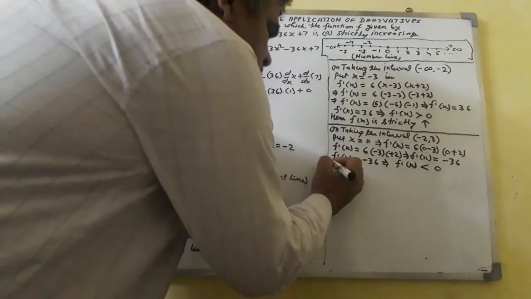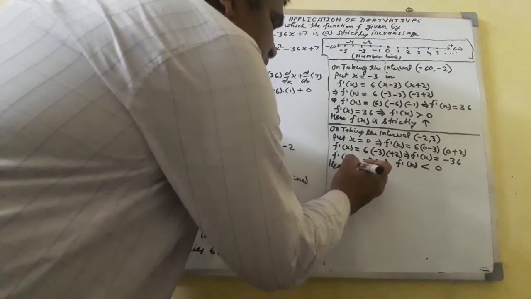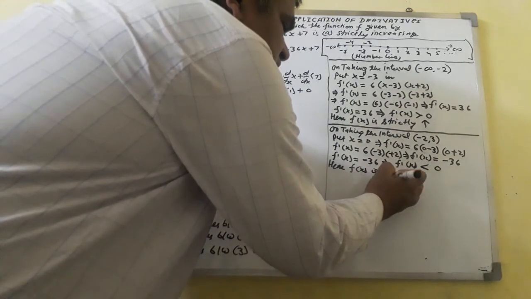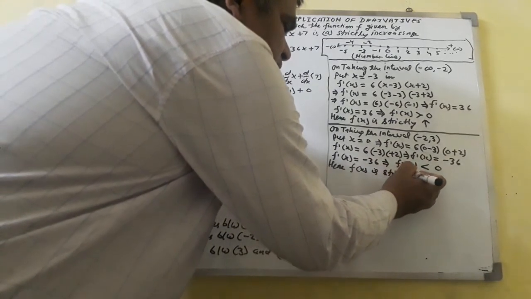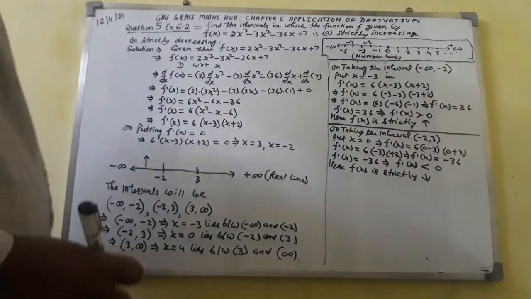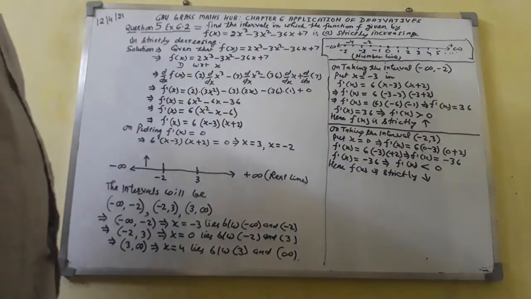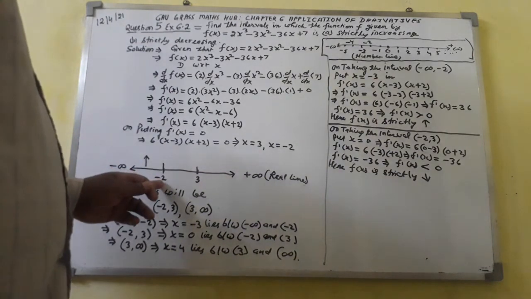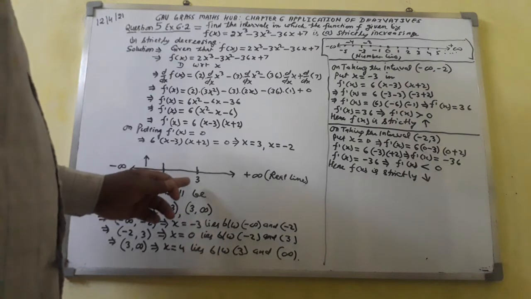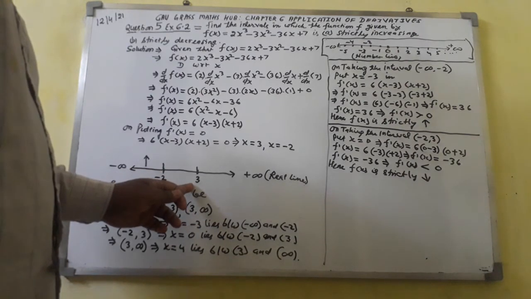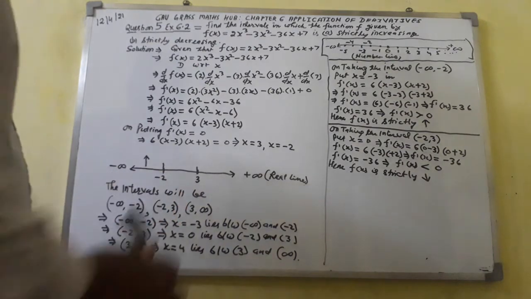Hence, f of x is strictly decreasing. So we have got under open interval minus 2, 3 open interval f of x is strictly decreasing.